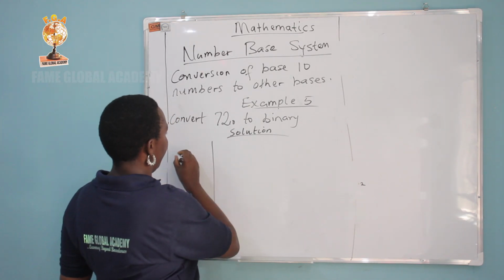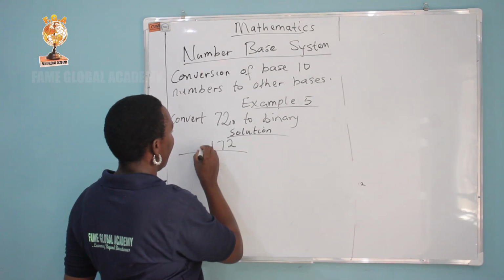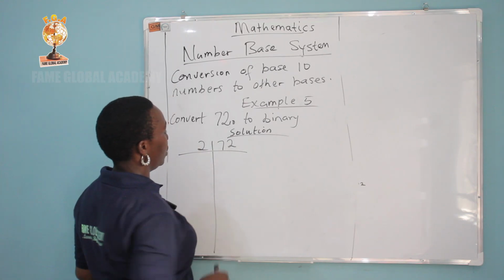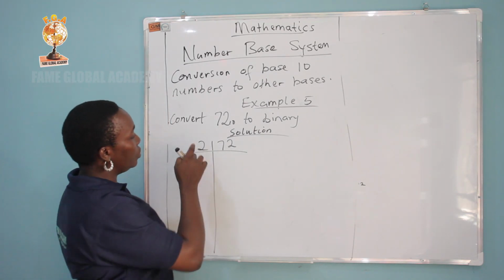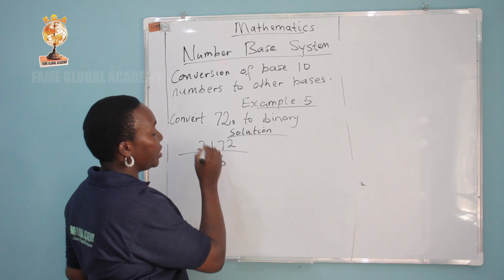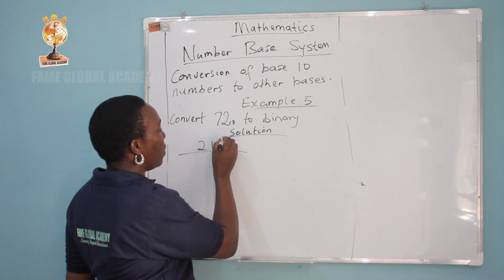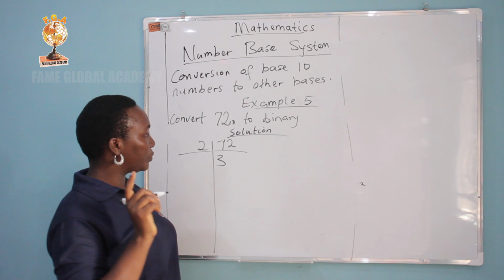We have our 72 here and we have our 2. Okay, so 2 into 72, 2 into 7 will give us 3. Remainder 1, put the 1 here, you have what? 12.